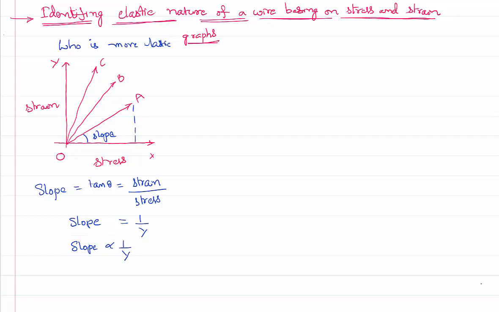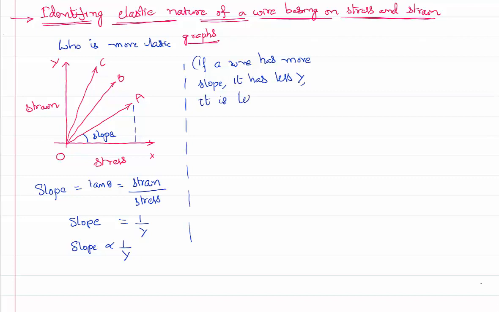Means what? What's the meaning of that? If a wire has more slope in the graph, it has less Young's modulus. That means it is obviously less elastic in nature, because Young's modulus is a measure of elastic nature of the material. So it's very clear.